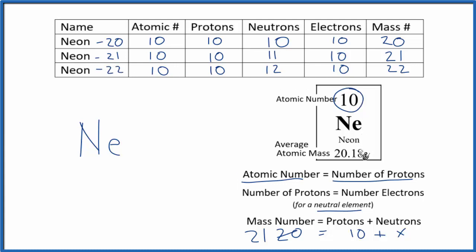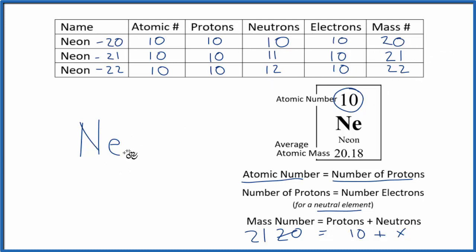So again, on the periodic table, we have this average atomic mass, which is an average of these masses based on their abundance, based on how much of each isotope there is. And that gives us this decimal. The mass number, that's specific to each type of atom, each isotope.